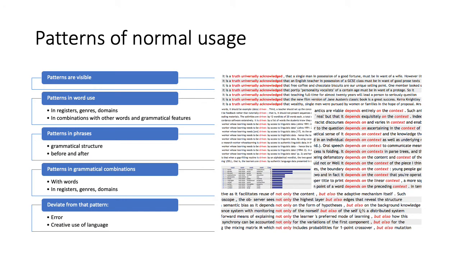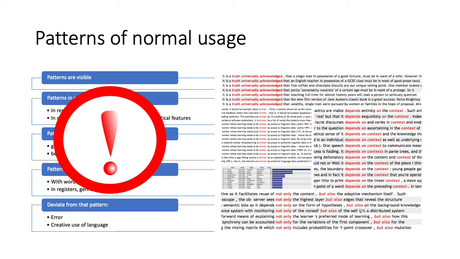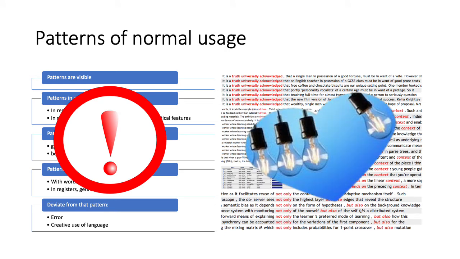As we can see in the images on the right, patterns are visible. This contrasts with rules which are abstract and invisible. We have patterns in word use. Words are used in different ways according to the register, genre, and domain. There are patterns in phrases and grammatical combinations that all add up to patterns of normal usage. But when we deviate from a pattern, it is either an error or we are being creative with the language, as most obviously happens in poetry.